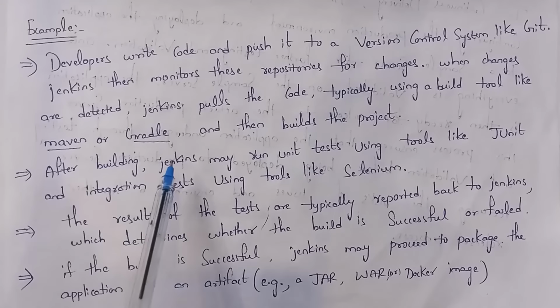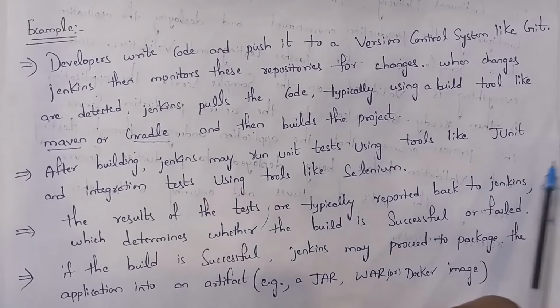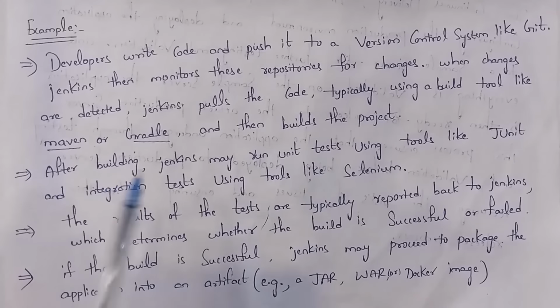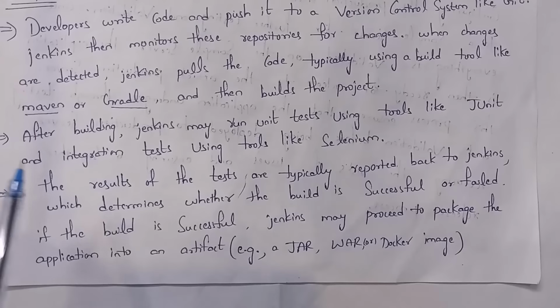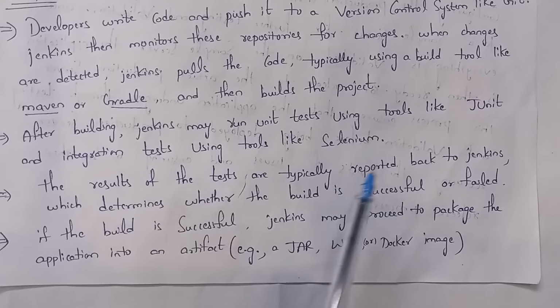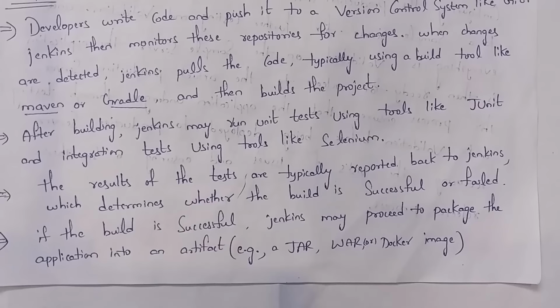After building, Jenkins may run unit tests using tools like JUnit and integration tests using tools like Selenium. The results of the tests are typically reported back to Jenkins, whether the test is successful or a failure. That is sent back to Jenkins.